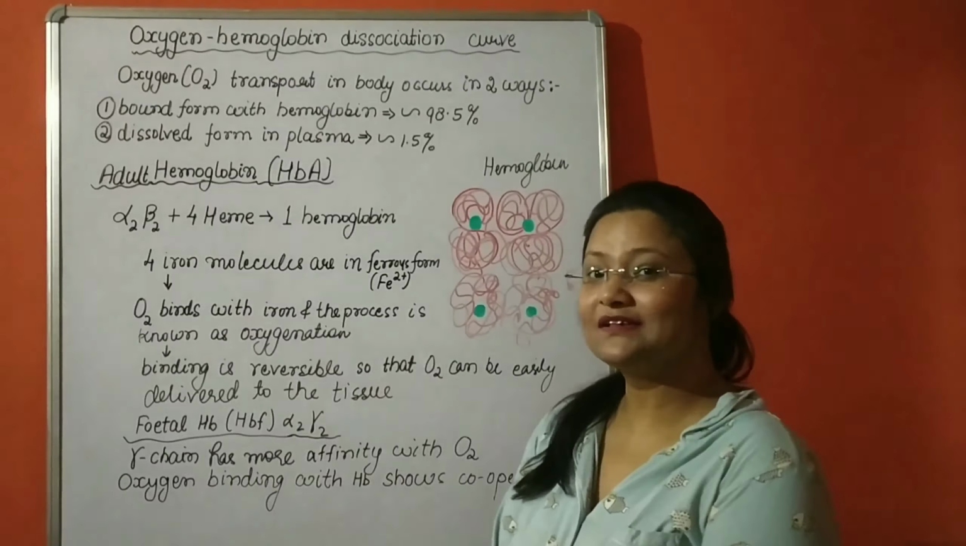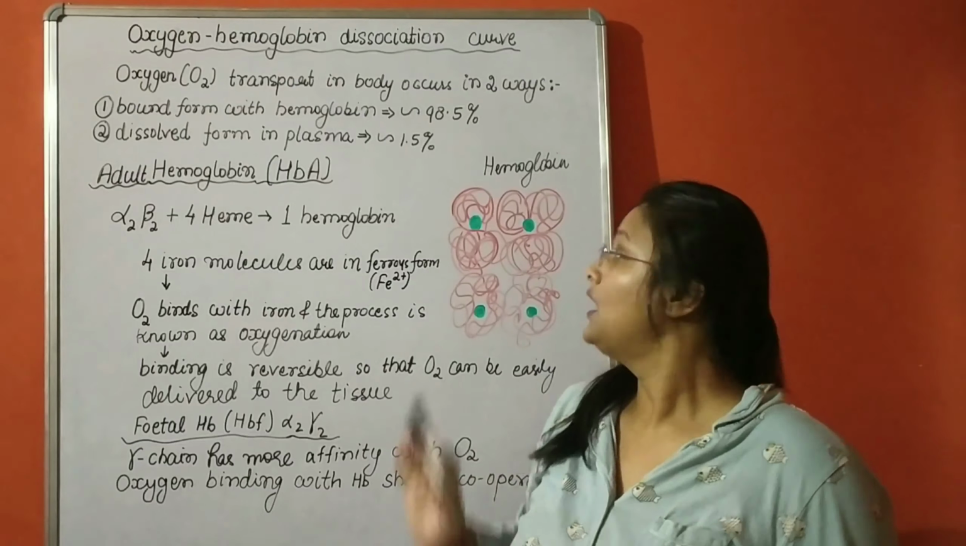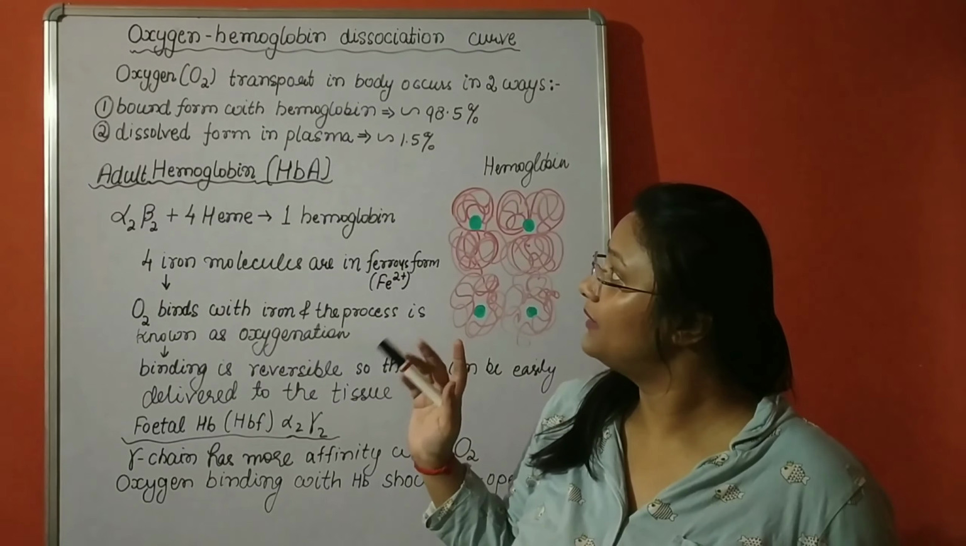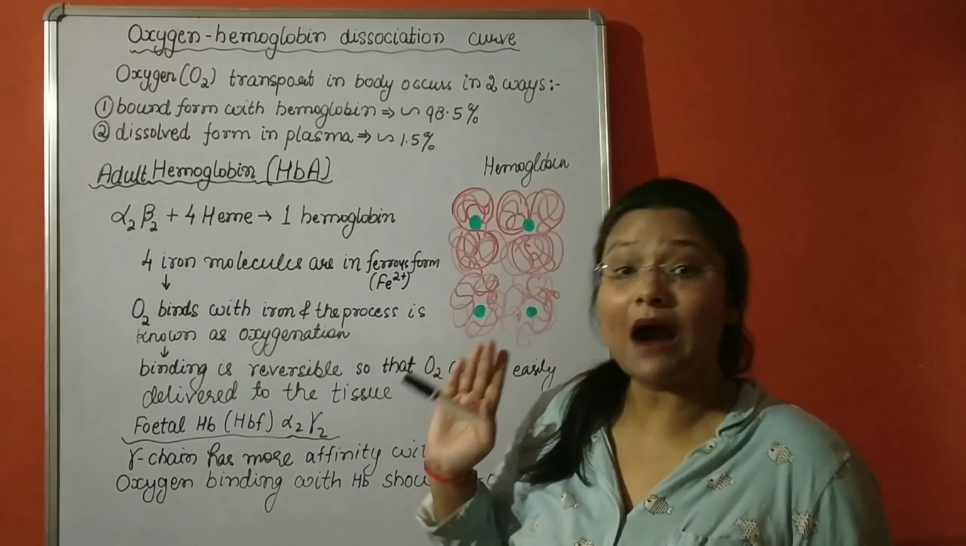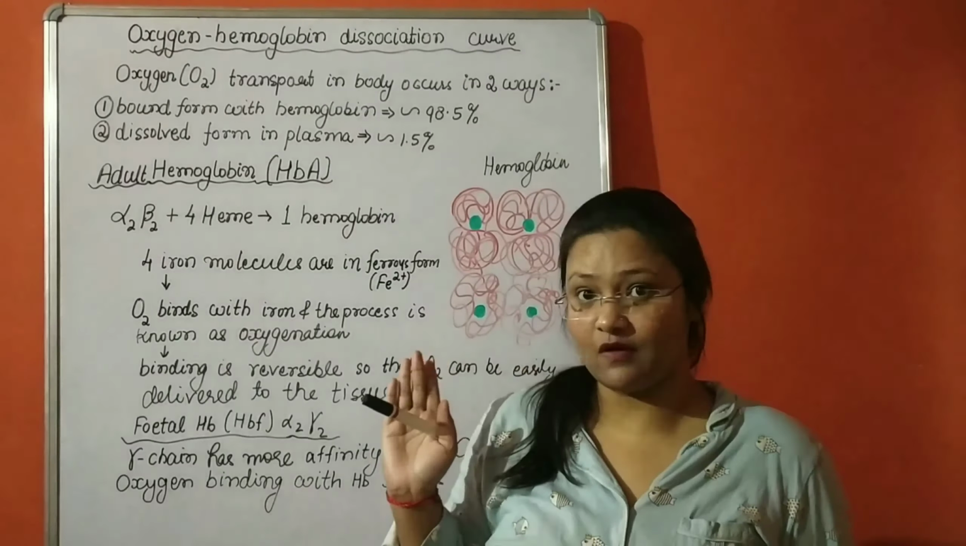Basically, oxygen in our body is transported in two ways. One of the ways is in bound form, that is, when it is bound to hemoglobin. It can be transported in that way. In fact, 98.5% of oxygen is transported in this way. That means the majority of oxygen is transported in bound form with hemoglobin.